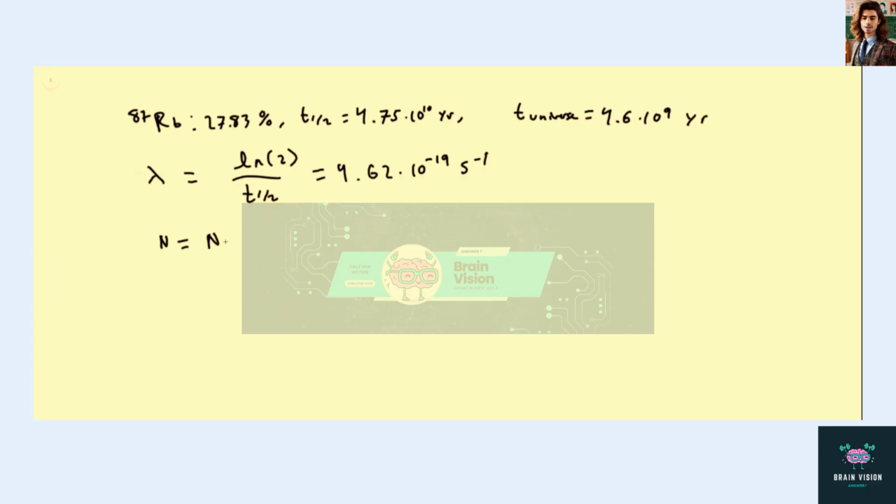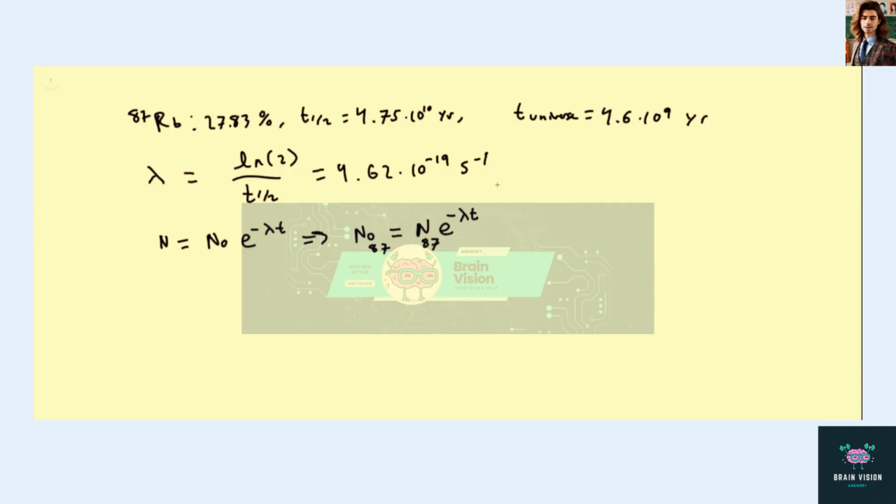Number existing now is equal to number existing at the start of the universe times e to the minus lambda t, where t is the time elapsed. Note that we want to solve for the number of atoms at the start of the universe. So dividing both sides by the exponential term, we find that N naught is equal to N times e to the minus lambda t. And this is true for the radioactive isotope rubidium-87. I'll put little subscripts here to indicate that.